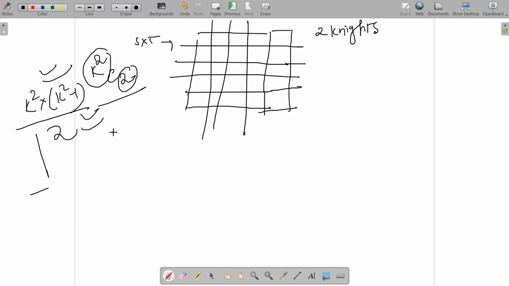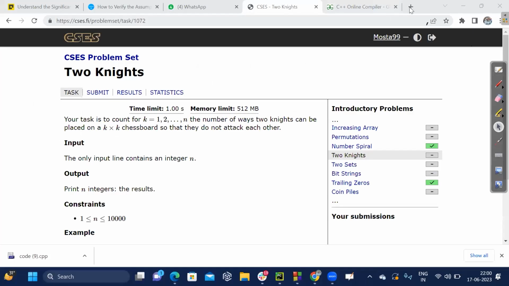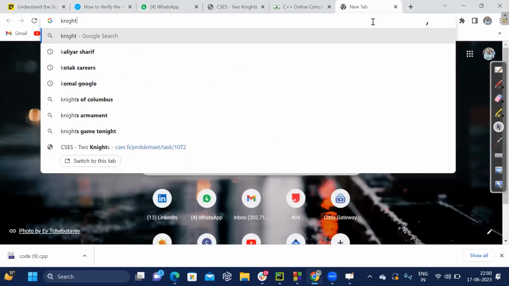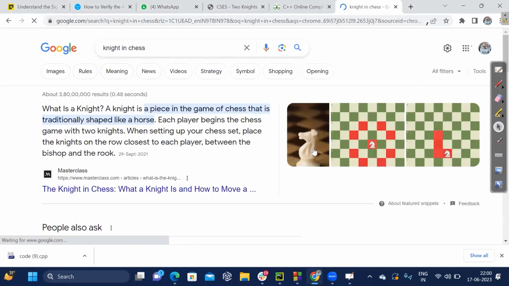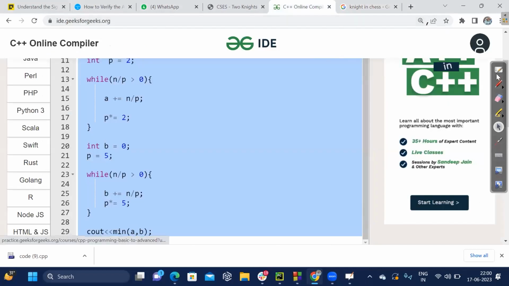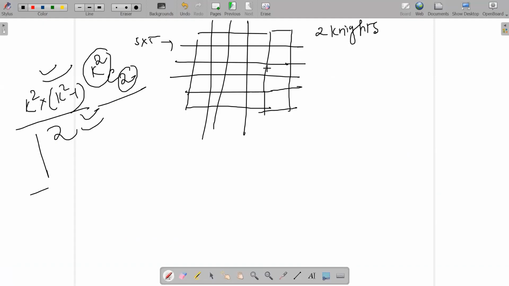Now, in how many ways can they attack each other? What should be the scenario? Tell me. 2 knights. Okay, what is a knight, by the way, in chess? Can anyone tell me the answer? Knight in chess. Ghoda. This is the knight. Fine. Okay, in how many ways can knights attack each other? Can anyone give me the answer?